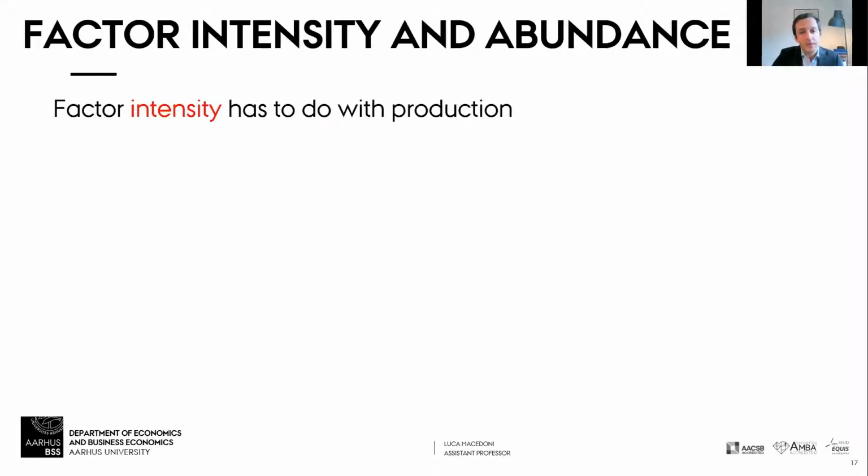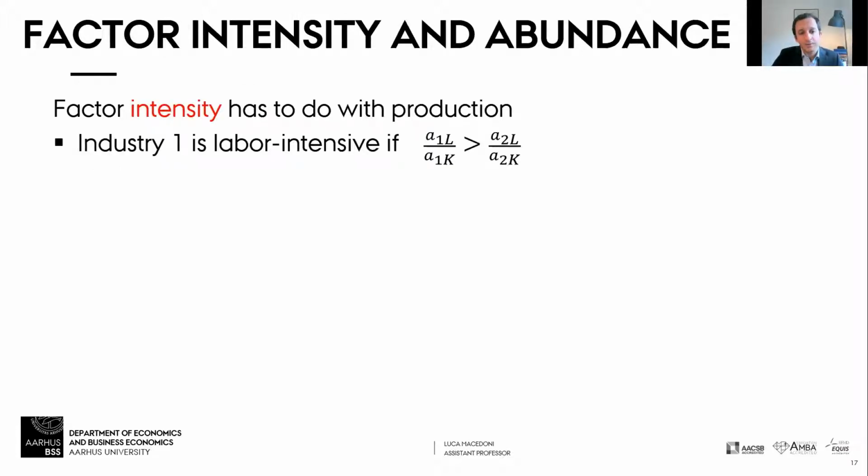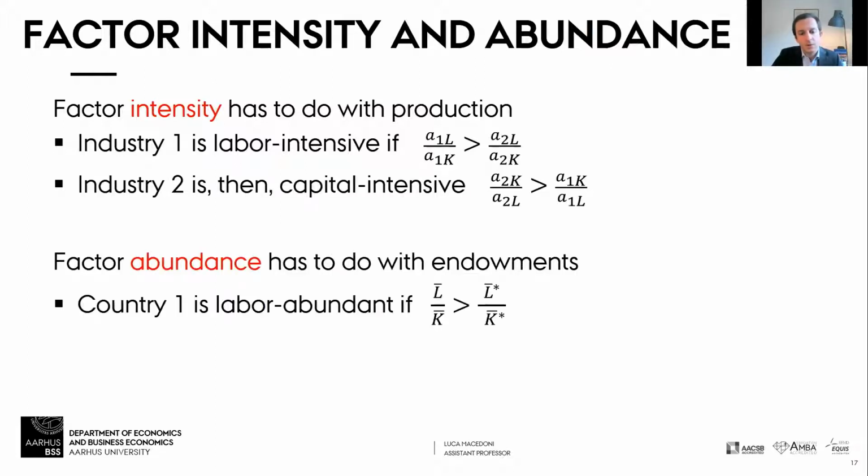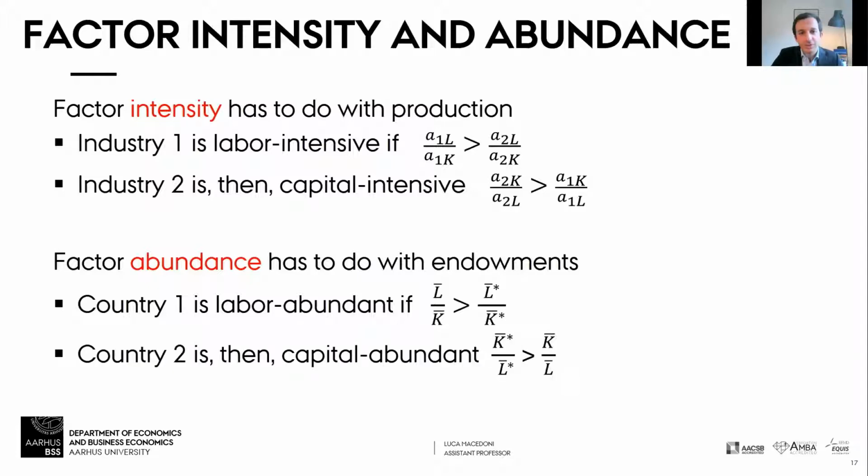Before we begin, let's remind ourselves that good 1 or industry 1 is labor intensive, right? Because they use relatively more workers per machine than industry 2. And then we're also going to think that country 1 is labor abundant, right? But that has to do with factor endowments, and we're actually going to exploit that in a future lecture. Okay, so let's begin with the Stolper-Samuelson theorem.